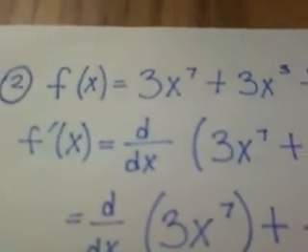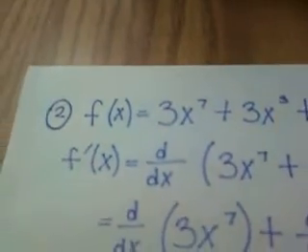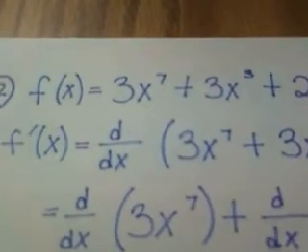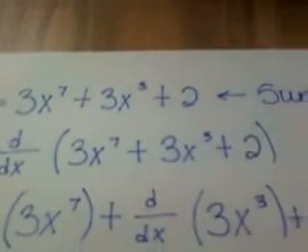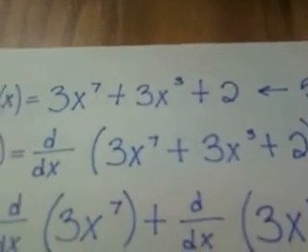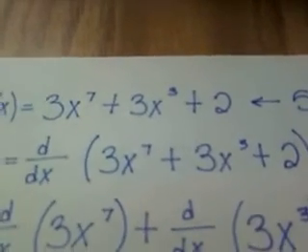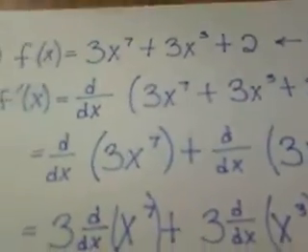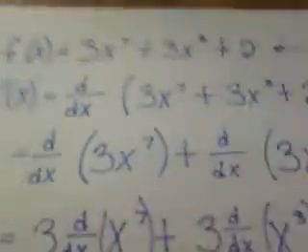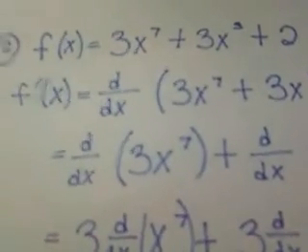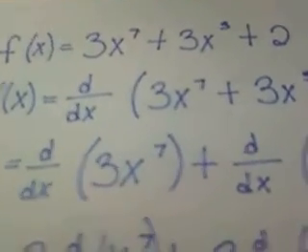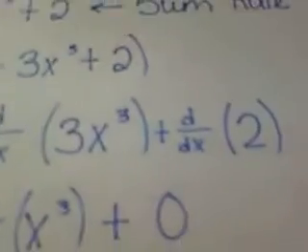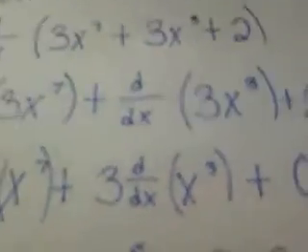This would come out being, after we put in the d over dx, that's all we do. See? We put d over dx in front. And now is when we separate. It would be d over dx of 3x to the 7th plus d over dx of 3x cubed plus d over dx of 2. See?